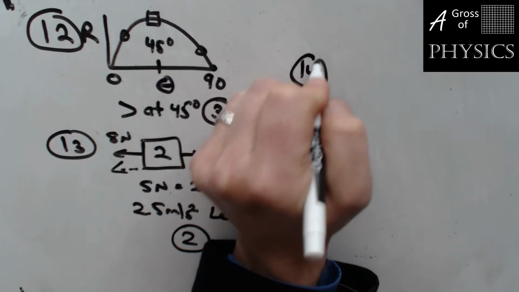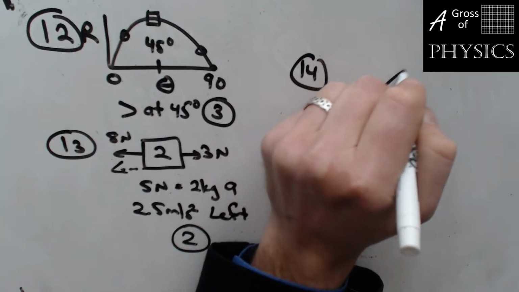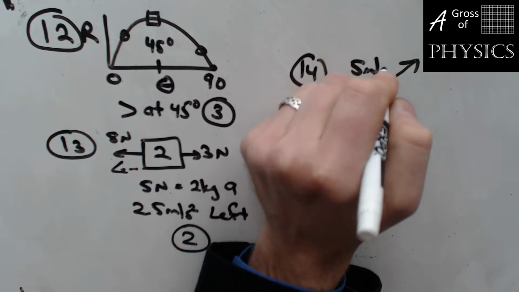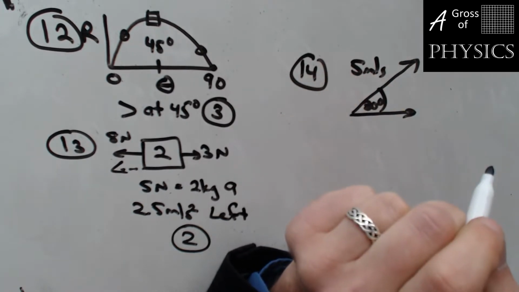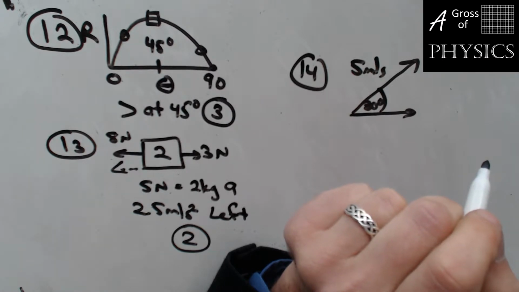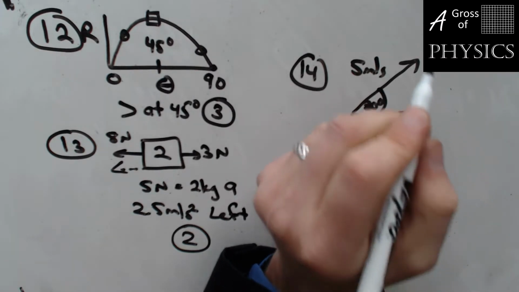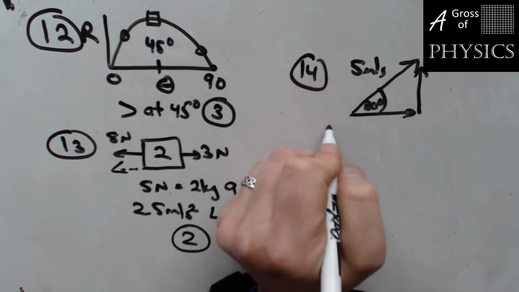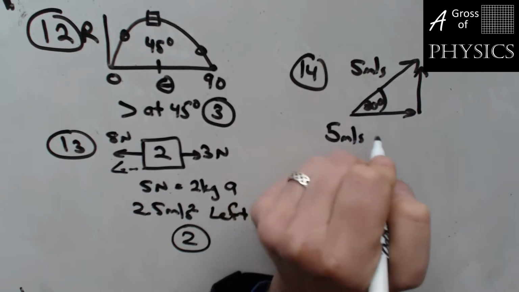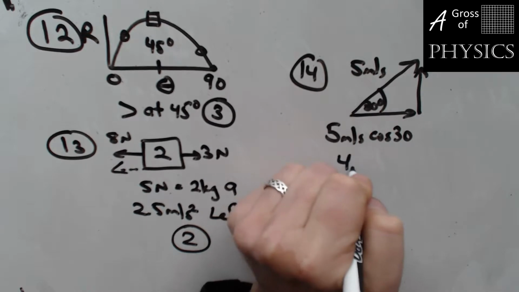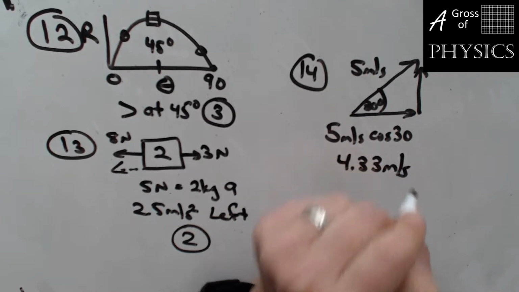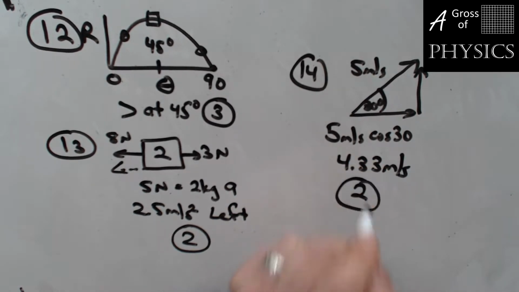And 14. We're kicking a soccer ball. It's 5 meters per second, 30 degrees. The ball's initial velocity is 5. What is the magnitude of the horizontal component? So that's going to be the cosine. 5 meters per second, cos 30. 5 times cos 30 is 4.33 meters per second, and that's choice 2.